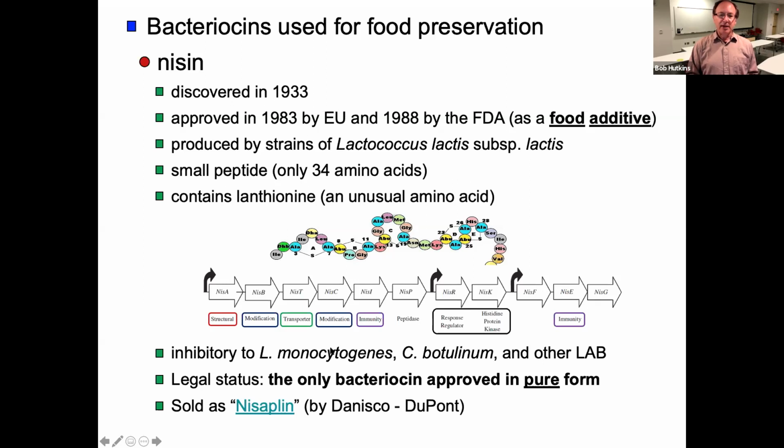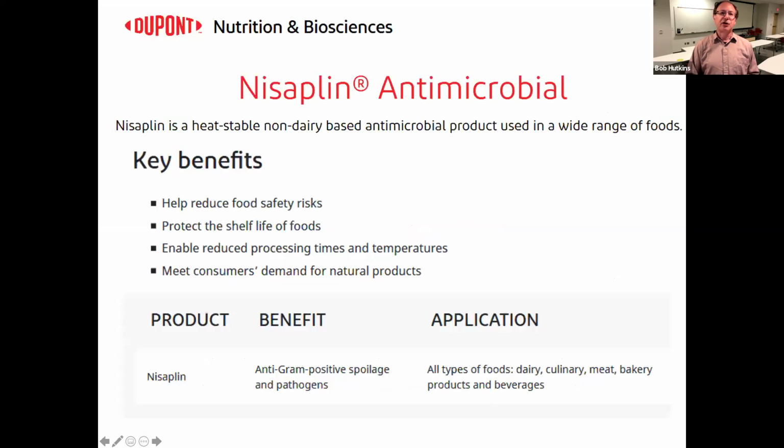It's inhibitory to Listeria monocytogenes, Clostridium botulinum, and other lactic acid bacteria, and as far as the legal status, it's the only bacteriocin approved in pure form as a food additive. Okay, and it's sold as Nisaplin by Danisco DuPont. You could go to their website, and you can see Nisaplin antimicrobial, heat stable, non-dairy based antimicrobial used in a wide range of foods.